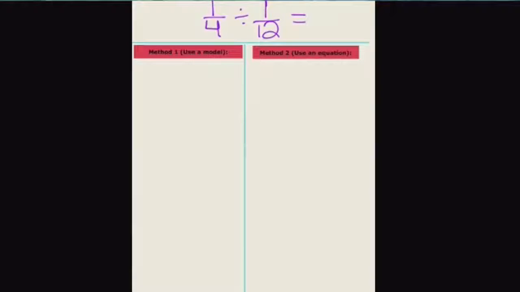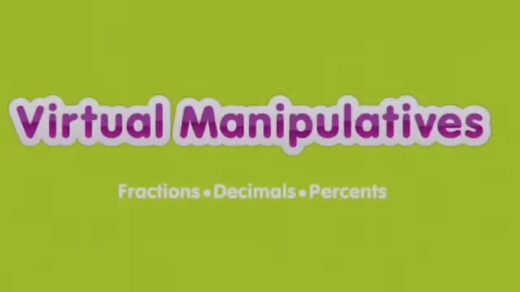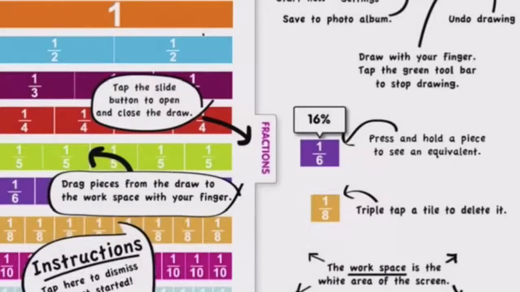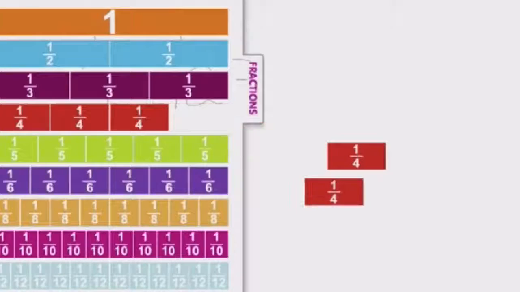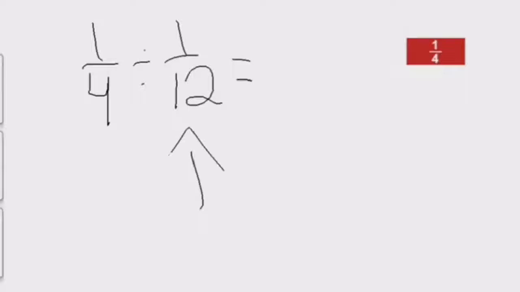Alright, let's go ahead and try another one. 1/4 divided by 1/12. Write that down. 1/4 divided by 1/12. So I'm just going to start by modeling 1/4, which I've got here. And I need to figure out how many times 1/12 will fit into 1/4.